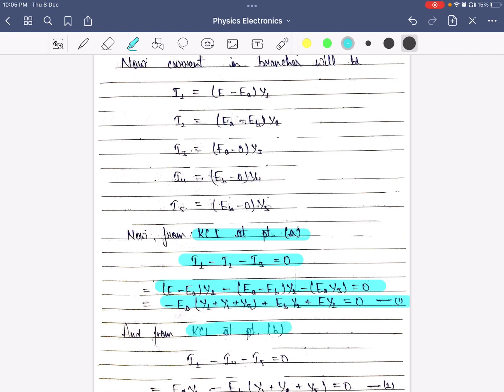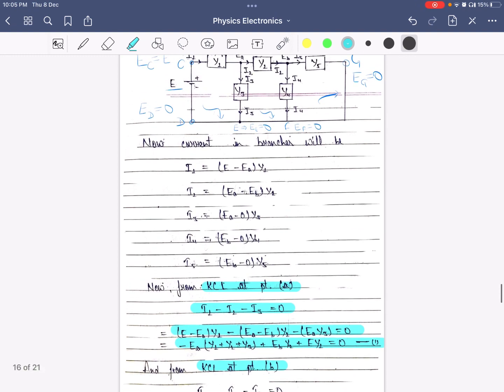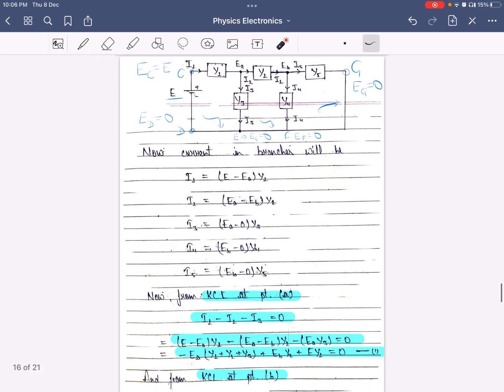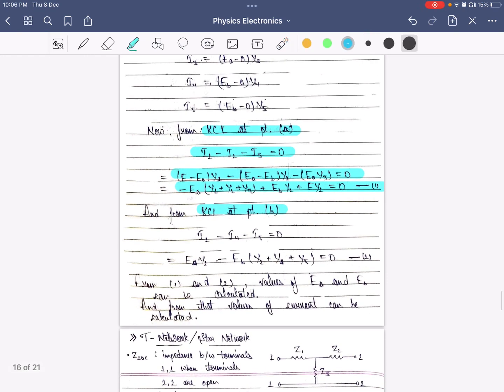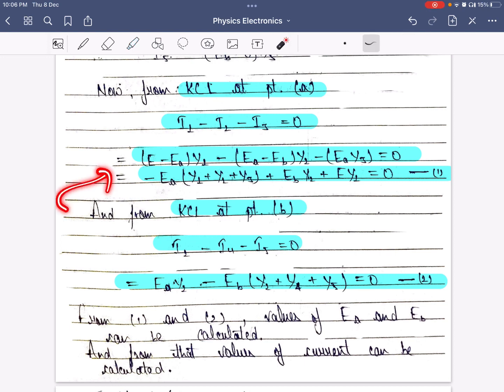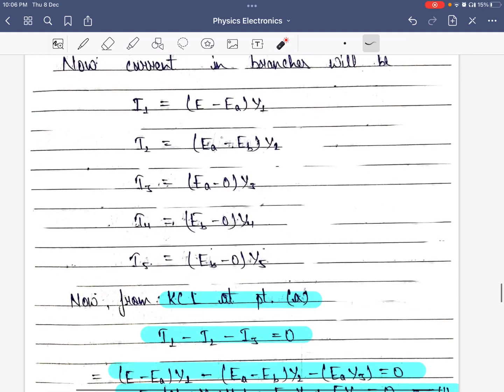Now we will apply Kirchhoff's current law at point B. At point B, I2 is flowing towards the junction, I5 is flowing away from the junction, and I4 is also flowing away from the junction. So we will get I2 minus I4 minus I5 is equal to 0. We will replace the values and we will get this equation. And from the first and the second equation, we can find EA and EB, and we will replace those values here and we will find the current.